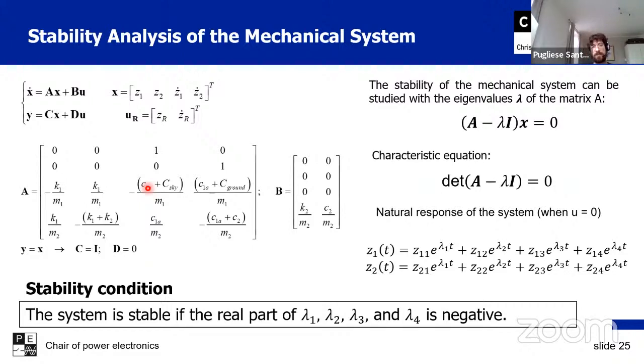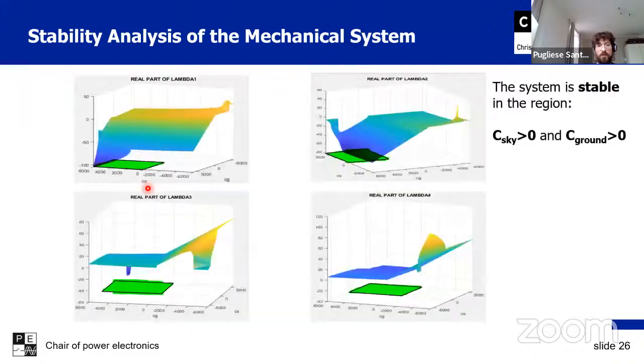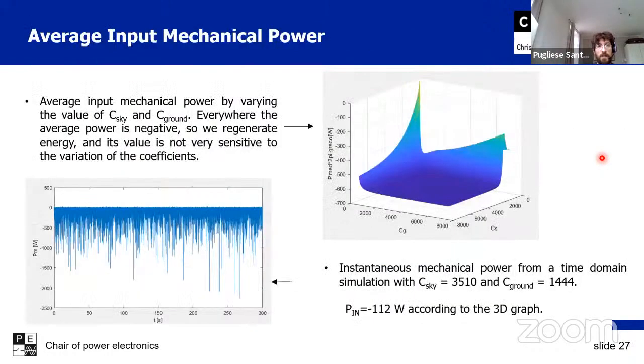Well, in this case, I have to write the A matrix and determine the eigenvalues of this new system. All these eigenvalues should have a negative real part, so lambda 1 to 4, the real part should be negative, should not be positive. Here is shown the analysis we did, and we saw that only for values of chi sky and chi ground which are both positive can we satisfy the stability of all the eigenvalues involved in my system.